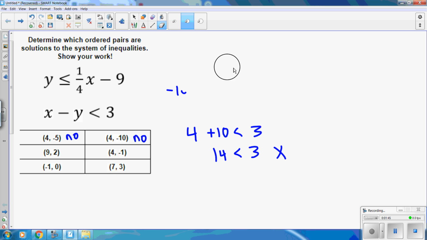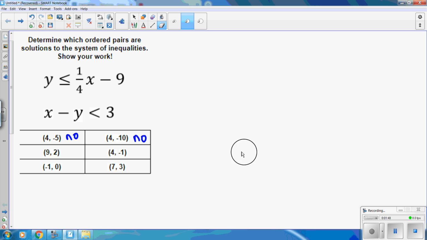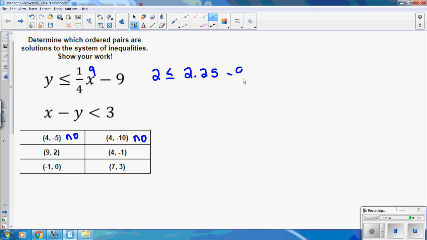Okay, now we're going to try 9, 2. Let's plug in 2 for the y. Let's plug in 9 for x. 9 times 1 is 9. 9 divided by 4 is 2.25, and then minus this 9 right here. We're going to have 2 less than or equal to 2.25 minus 9 is -6.75. 2 is not less than a negative number, so it doesn't work here.